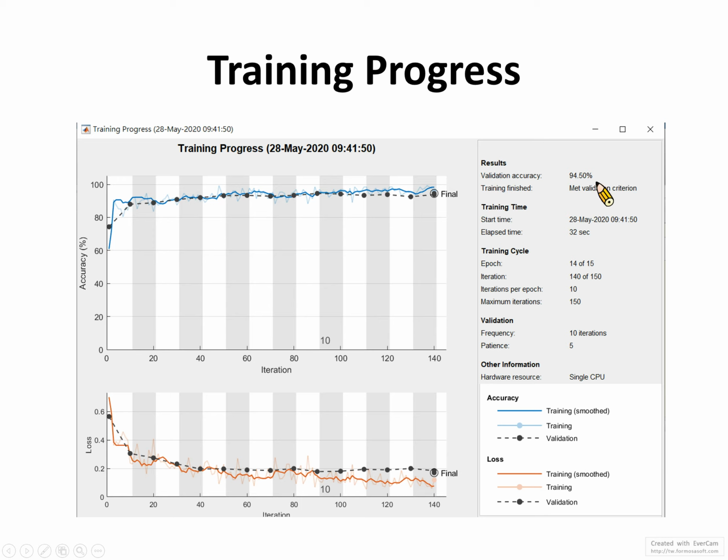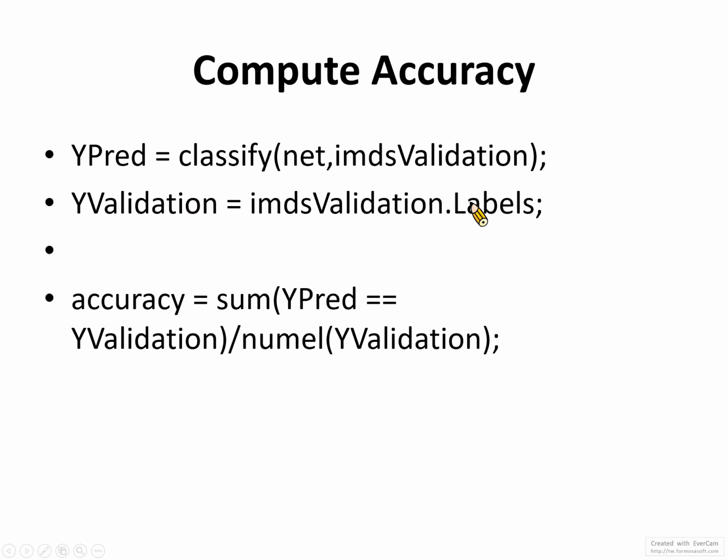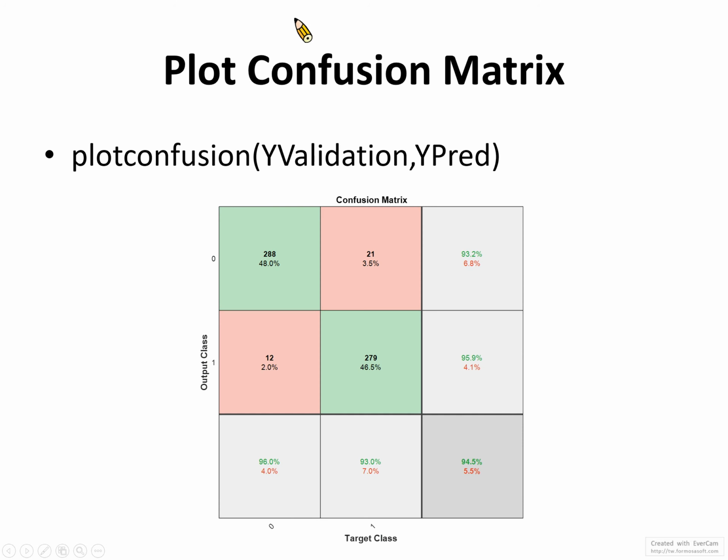It should be 94.5 in my case, but it will be a different number in your training, because each training has random parameters. So you will probably see different numbers, but it should be close to this one. And you can also plot the confusion matrix by using the plot confusion function.